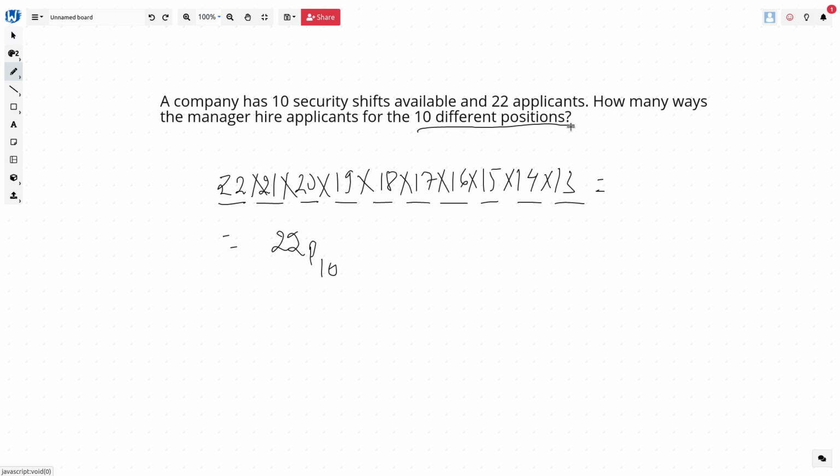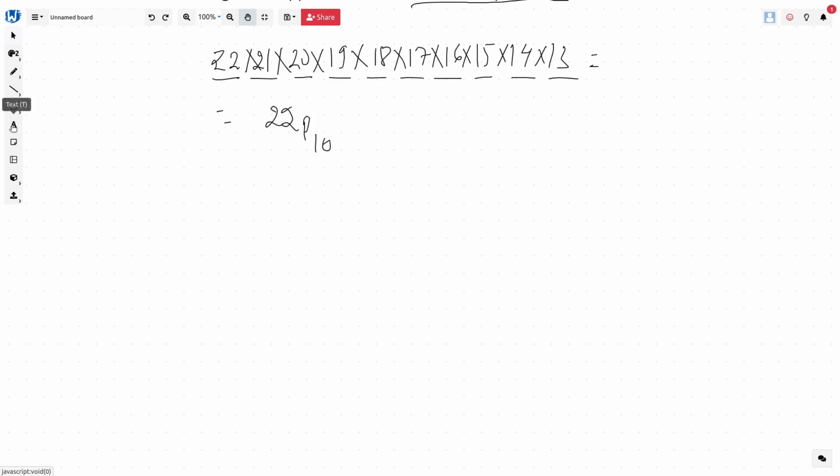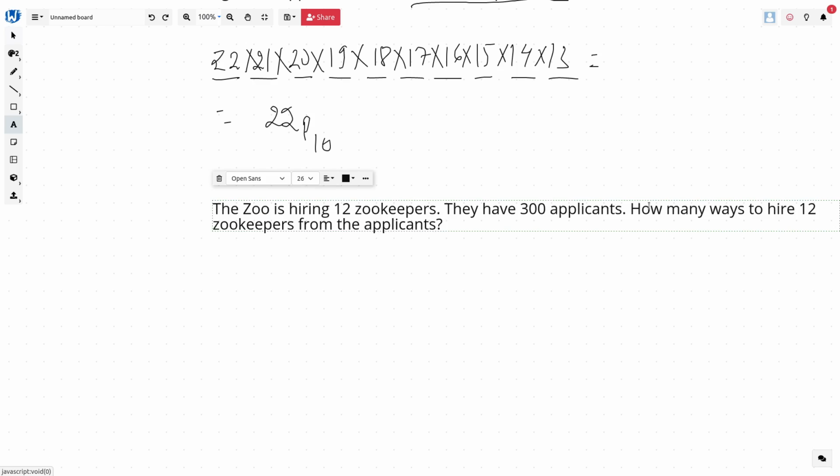So let's take a similar kind of example, but with a slightly different meaning. So let's see what we have in the next one. You can see here the company is hiring 12 zookeepers. There are 300 applicants. How many ways are there to hire 12 zookeepers from the applicants? You see, all the zookeepers are the same. These are not different positions.